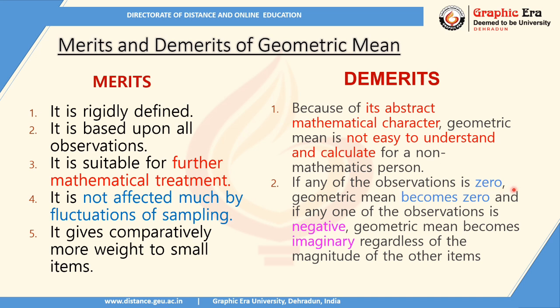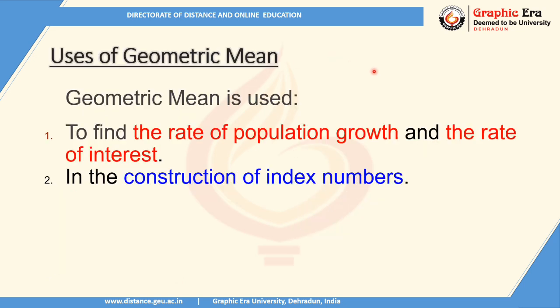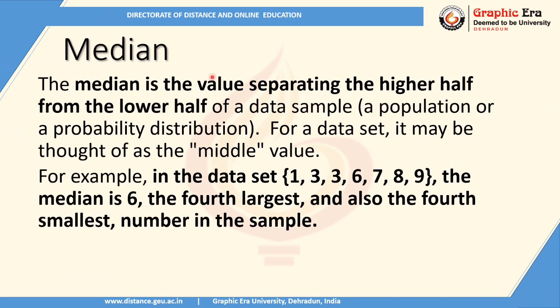If any of the observations is 0, then the product of all observations will be 0, and if the product of all observations is 0, then the geometric mean will also become 0, regardless of the magnitude of the other items. If any one of the observations is negative, then the nth root will become imaginary. So where do we use the geometric mean? We can use geometric means to find the rate of population growth and the rate of interest, and in the construction of index numbers. So let us come to the median.